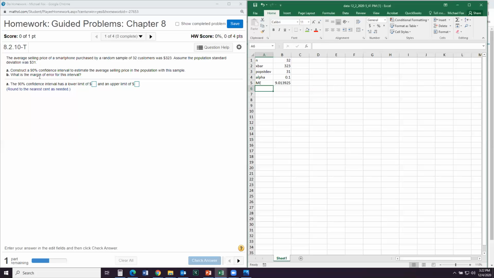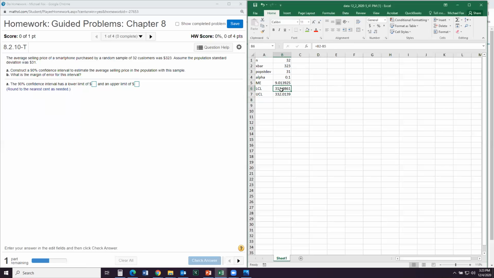And then my lower confidence limit and upper confidence limit are just the mean, or x bar, minus the margin of error. And my upper confidence limit is going to be the mean, or x bar, plus the margin of error. Wow, that's quite a big, oh, I did something wrong there. The margin of error right there. There we go. That makes more sense. Round to the nearest cent.